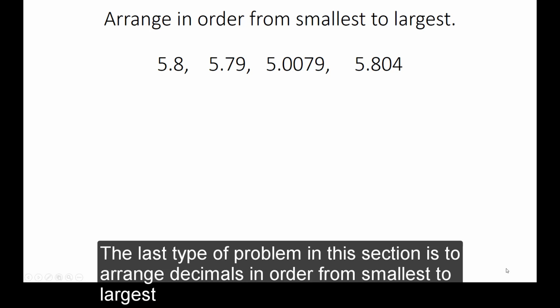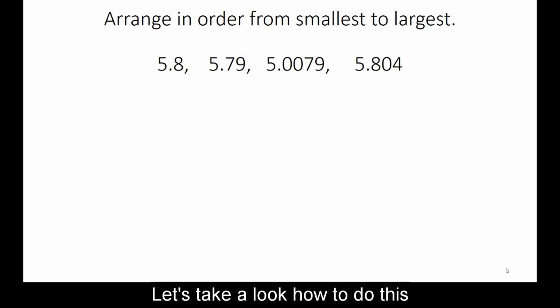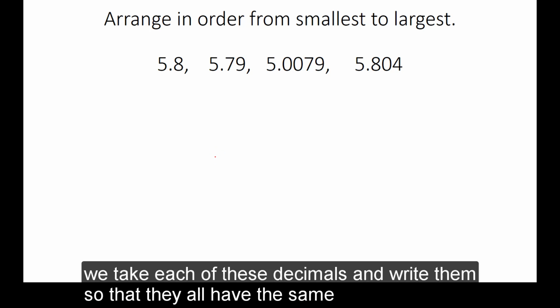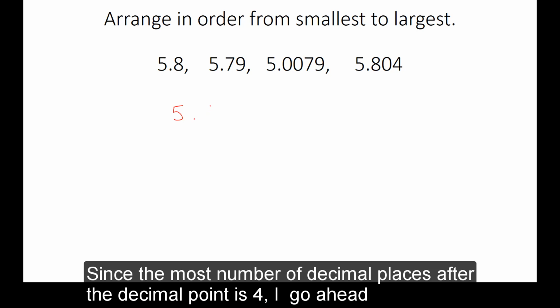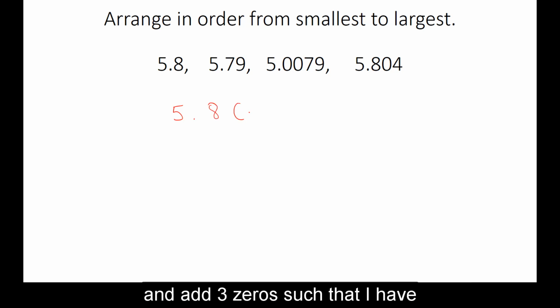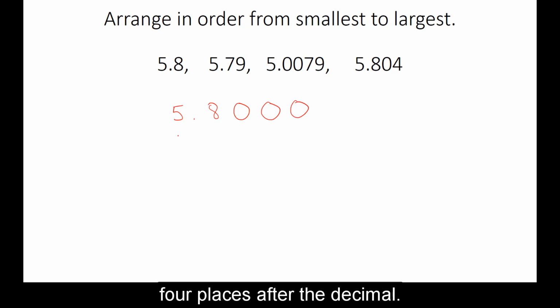The last type of problem in this section will be to arrange decimals in order, typically from smallest to largest. So let's just take a look how to do this. We want to take each of these decimals and write them so that they all have the same number of decimal places after the decimal point. That means we have to add some zeros. So 5.8, since the most number of decimal places after the decimal point is 4, I'm going to go ahead and add 3 zeros such that I have 4 places after the decimal.